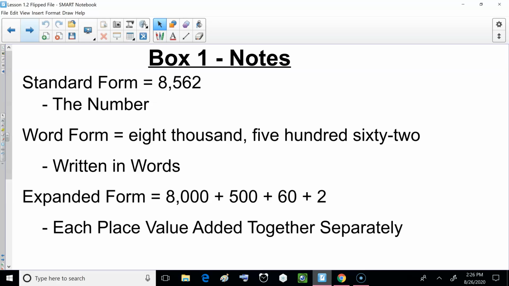And if we ask for expanded form, we're taking each place value and adding them together separately. So we have 8,000 plus 500 plus 60 plus 2. Those all together equal 8,562. So feel free to pause the video right now, write this information down to help you as a resource and your examples as we move forward through this lesson.